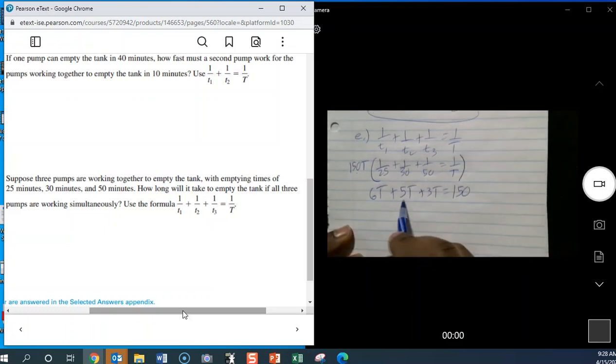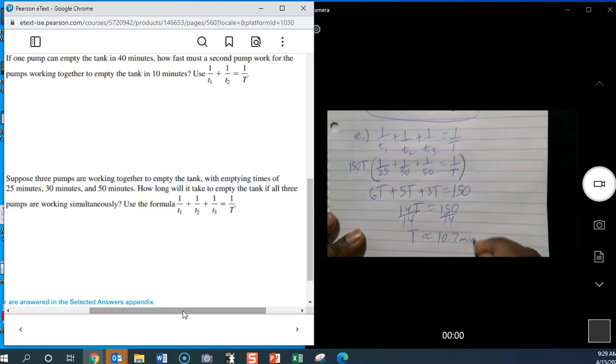So now 6T, 5T, and 3T would be 14T. And this would equal 150. Divide each side by 14. And then you will have T is approximately 10.7 minutes. That's how long it would take for that to empty. Okay, now our next problem would be problem number 3.